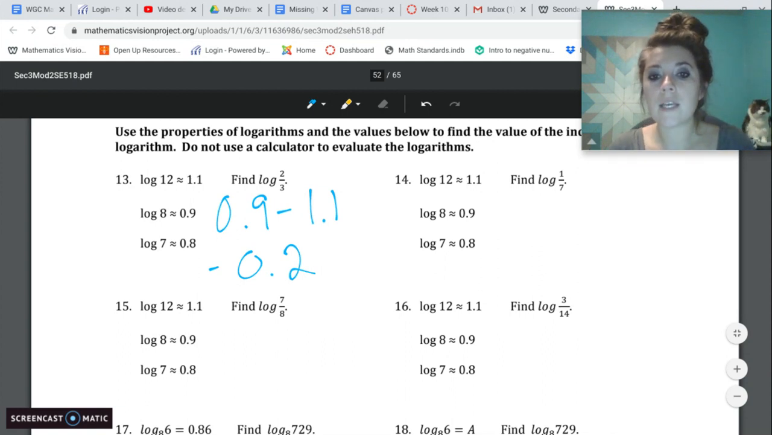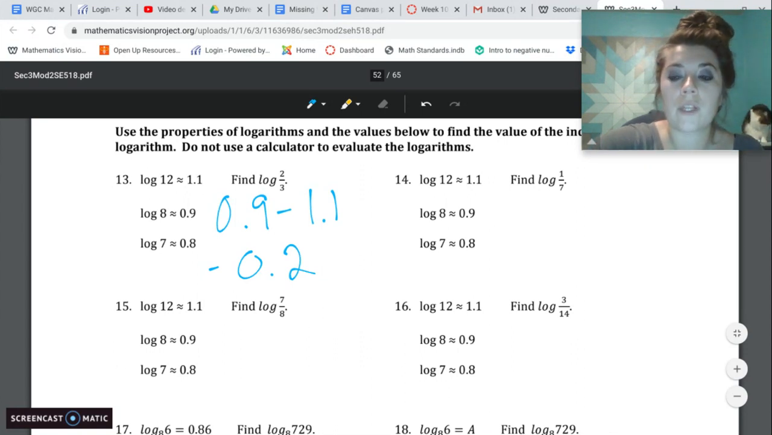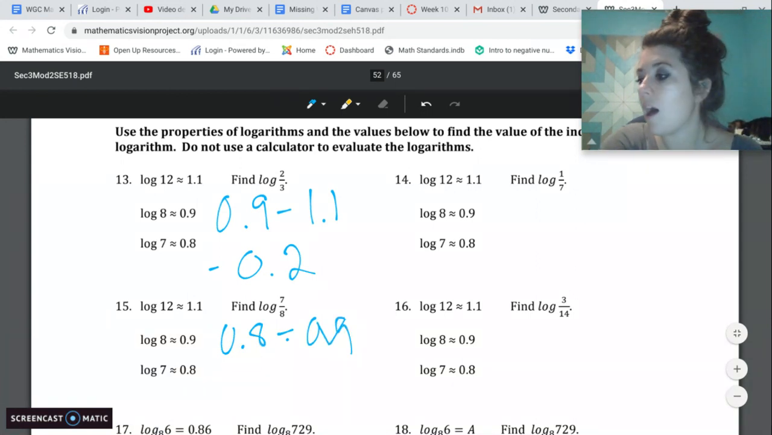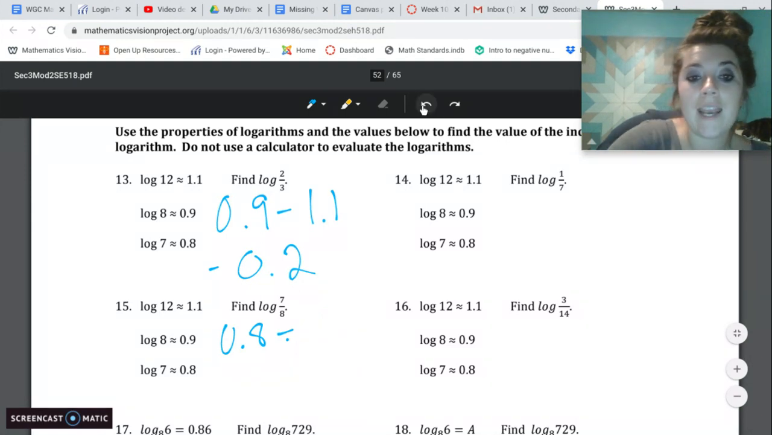So same idea for the rest of these. It's looking at our different relationships and properties to help us solve these. So like on 15, log of 7/8, well, we have both 7 and 8 here, so we're going to take the 0.8 minus the 0.9. That's supposed to be a 0.9. And we're going to get a negative 0.1.